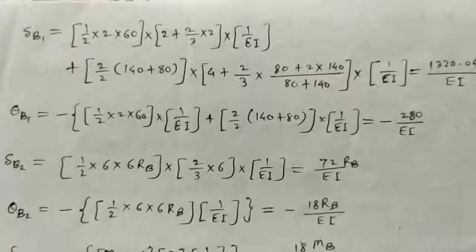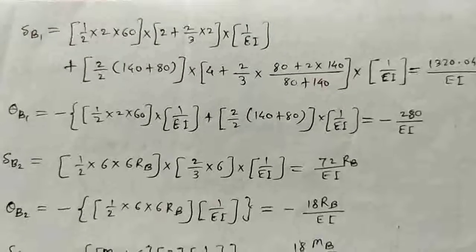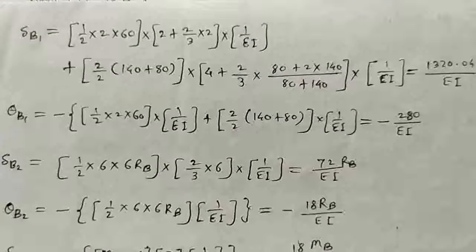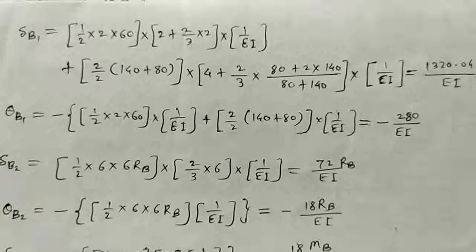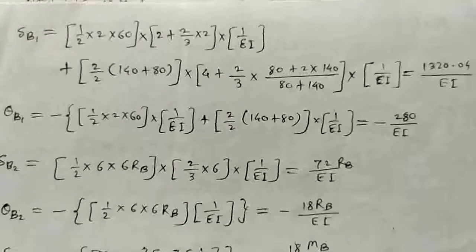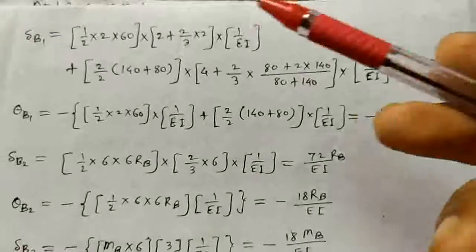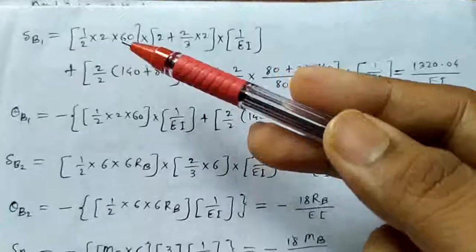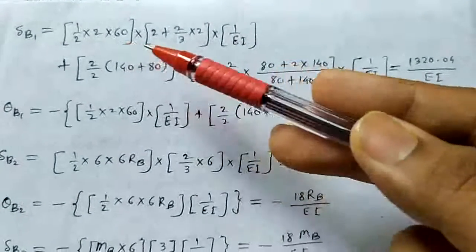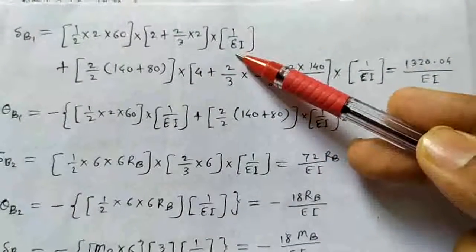So here I have written the expression for delta B1. Now how to write this equation? Of course here we are writing the delta value. For delta, remember that we have to take three brackets. While finding out delta, you have to write three brackets. First bracket represents area, second represents centroid distance, third represents the EI variation.